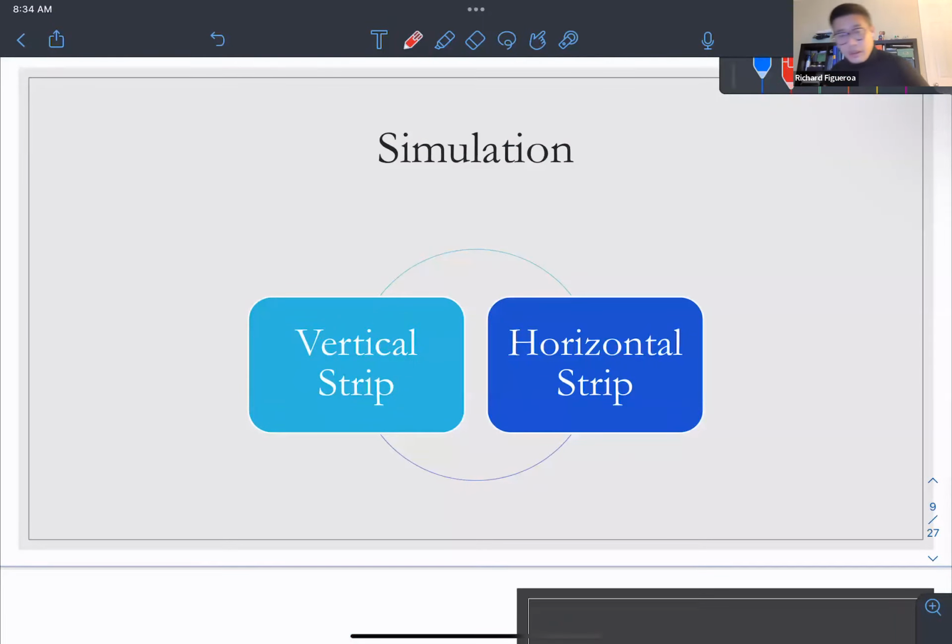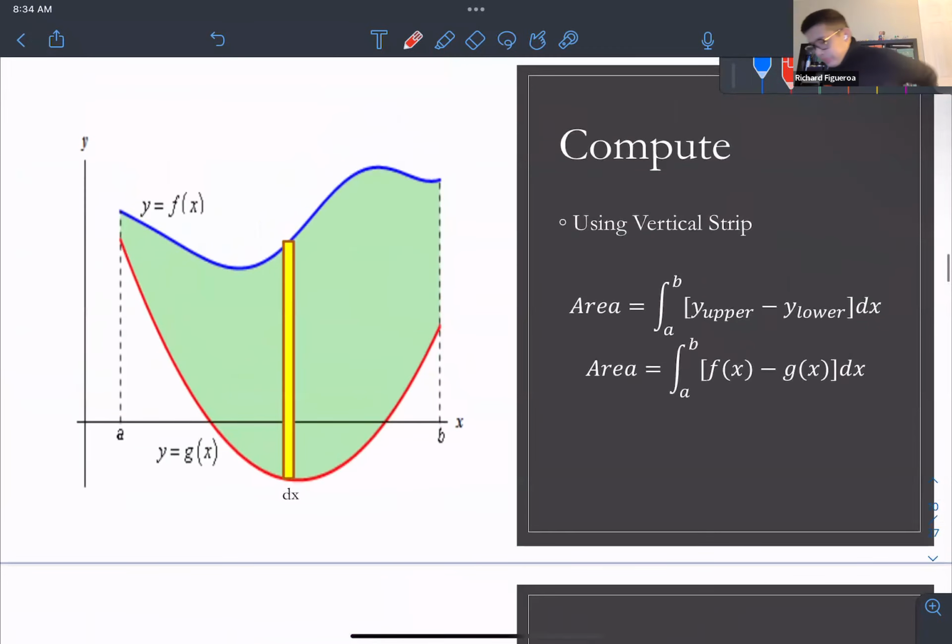Okay, so I'll just skip this one. So supposedly I can show you a simulation, no? But anyway, I already discussed it. So now, how do we compute? So this is the formula. So in computing, remember, our formula would be, this would be our base, and then this would be our height. In computing for the base and the height, base would be the differential, and then the height would be the difference in two functions.